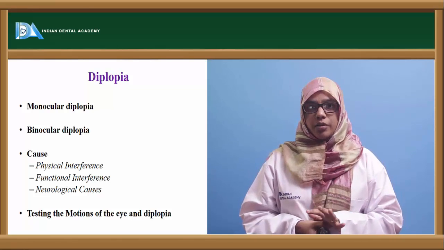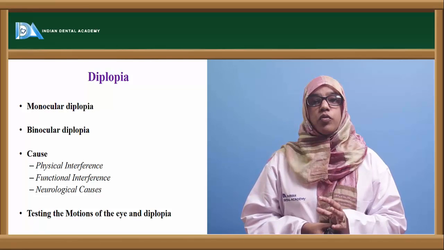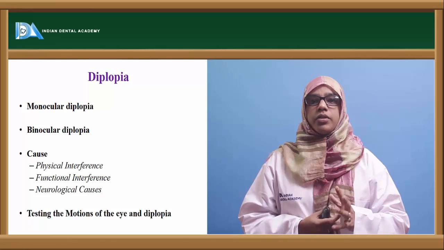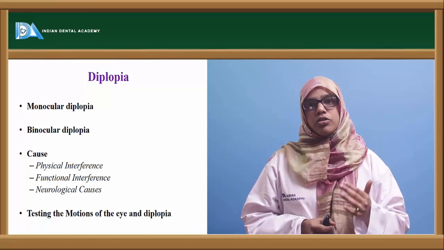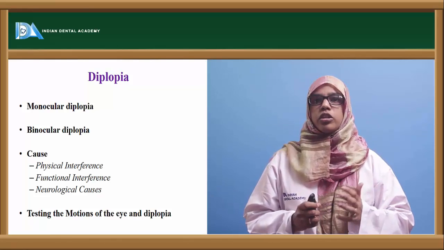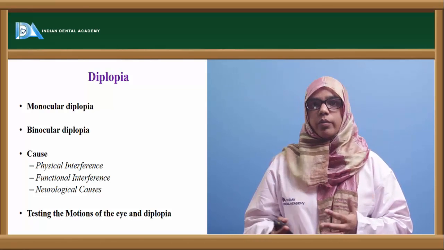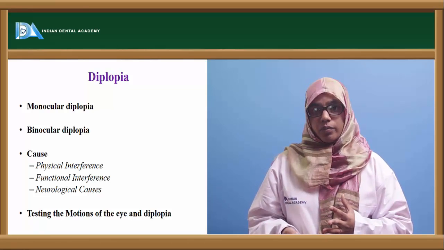Now how do you test for diplopia? Okay, you check the movement of the patient in all possible directions. You keep an object at arm's distance from the patient. Ask the patient to close one eye and move the object in all directions, and ask the patient to inform you when he sees double vision. This is how you check diplopia.